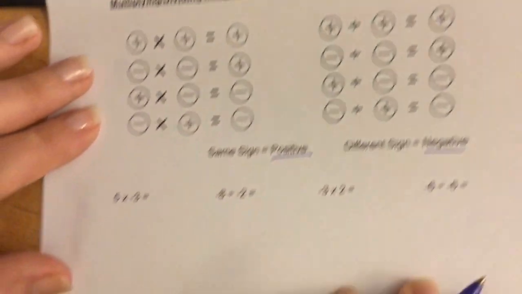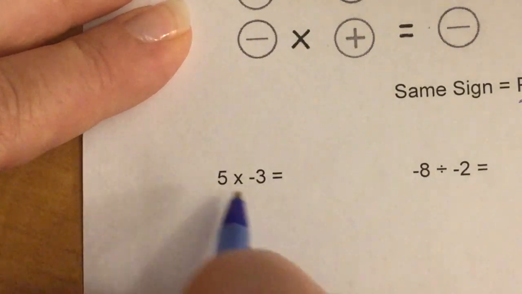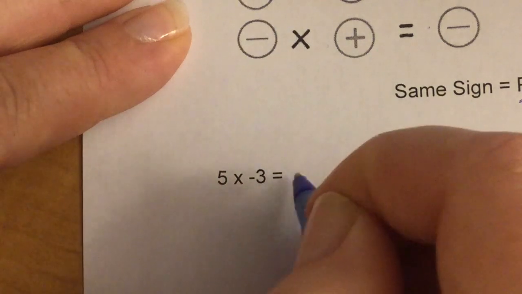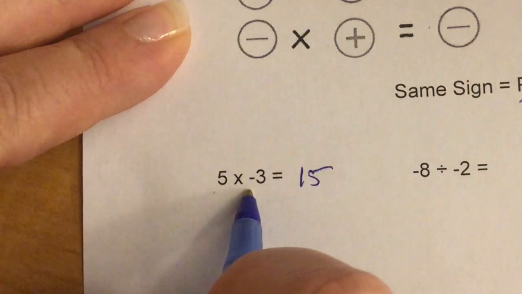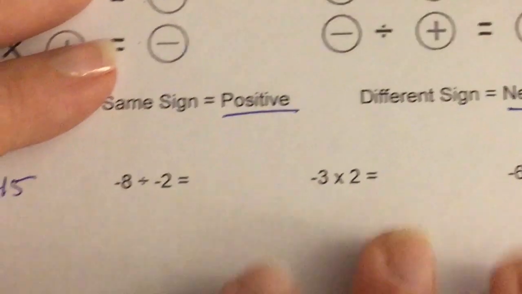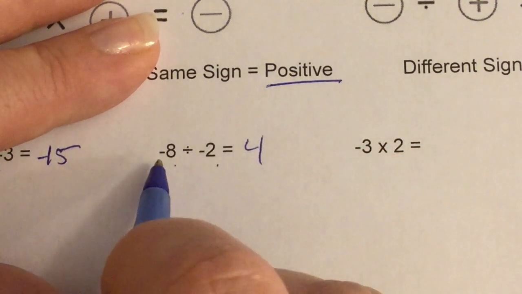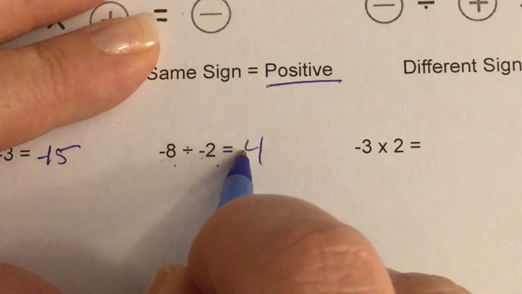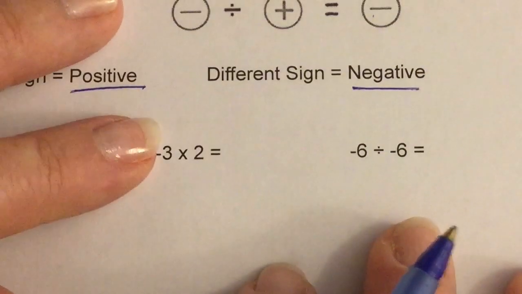So we'll try a few. Our first one is 5 times negative 3. So first you do 5 times 3 is 15. Now you look at your signs. You had one positive, one negative. So you have one of each, so this is a negative. Same thing here. Let's do 8 divided by 2 is 4. Now look at your signs. A negative divided by a negative is a positive. Same signs gives a positive.